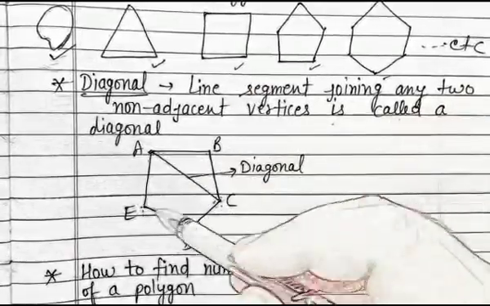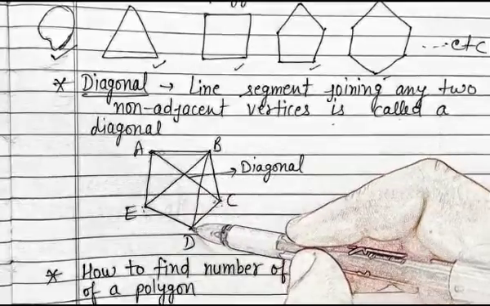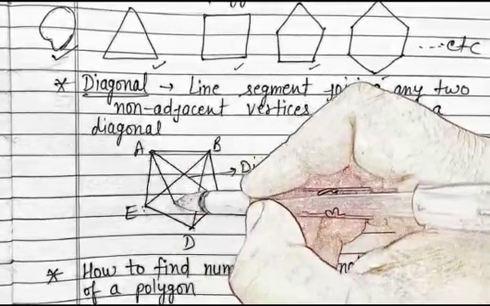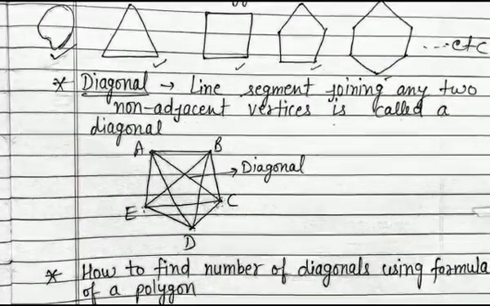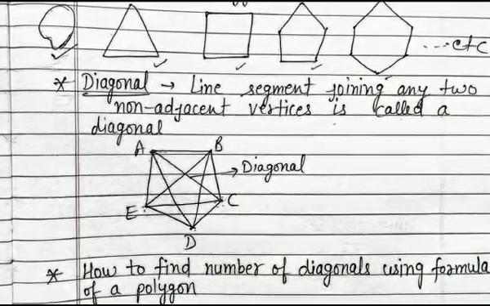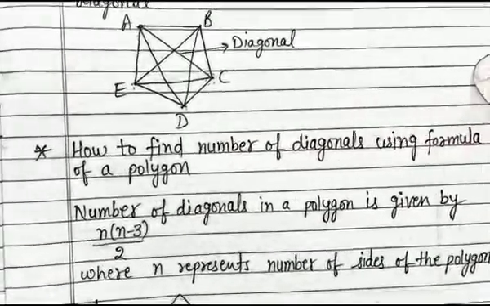So this is a diagonal. This is also the diagonal. This is also the diagonal. This is the diagonal, and here we can draw this one. EC is also a diagonal. So this is diagonal. Then I told you the formula.